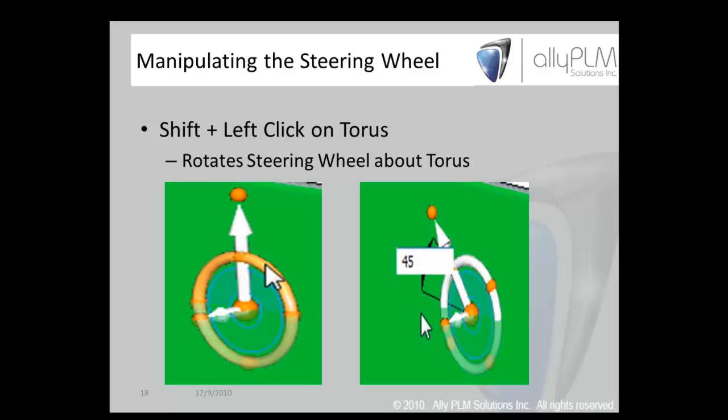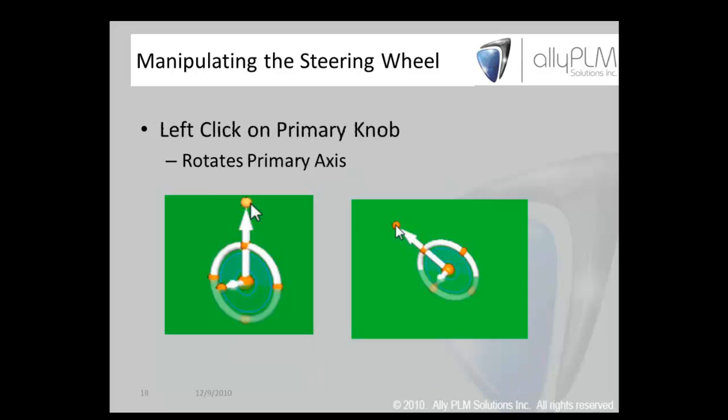So that's very nice when moving holes at a certain vector, as in this case. Okay, what about other ways to manipulate the primary axis? So what we're doing is manipulating the steering wheel to get our vector direction. If I left click on the primary knob, which sits at the end of the primary axis, you're going to notice it starts free-forming, moving around. Notice how there's not a dialog box for me to enter, say, 45 degrees.